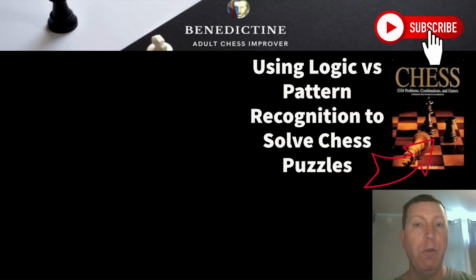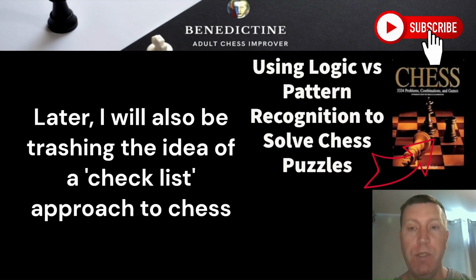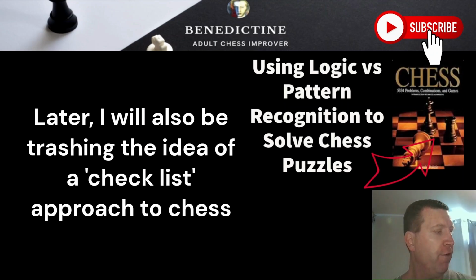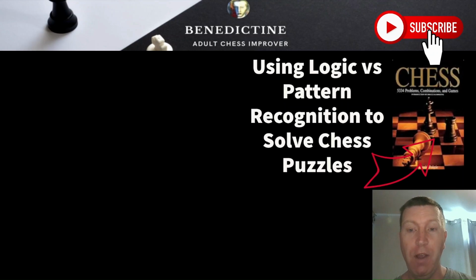Hello, in this video I'm going to be talking about logic and pattern recognition and using those things to help you solve traditional tactical puzzles. I'm going to be using the Polgar Mates book that's above, which has got 5,334 positions in it, covering the Mates in 1, 2 and 3. In this video I'm going to look at Mates in 2.